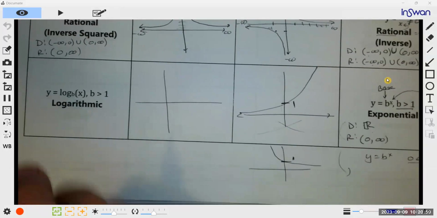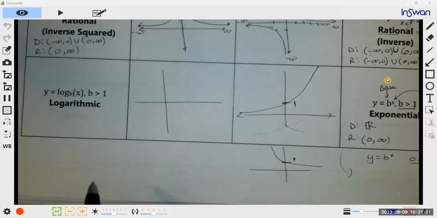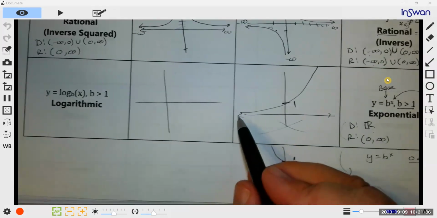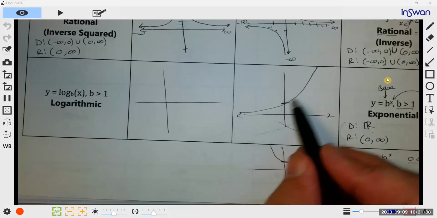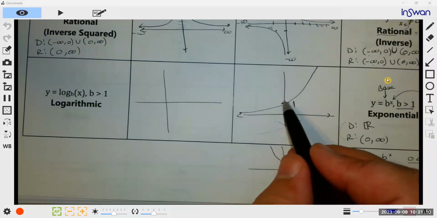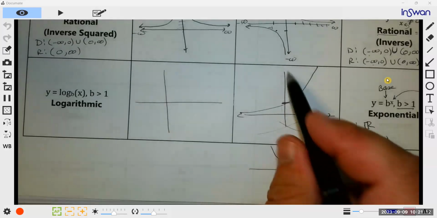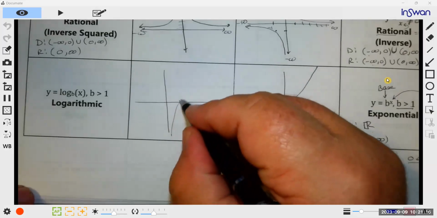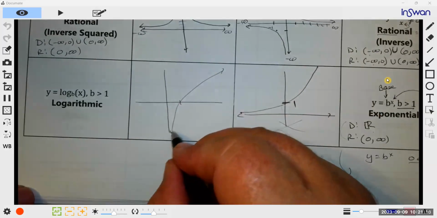Logarithms, again, they're going to have their own section, the whole chapter. They're the opposite of exponents. Since in this one, it goes from negative infinity to positive infinity, crosses the y-axis at 1. These do the same, but cross the x-axis at 1.